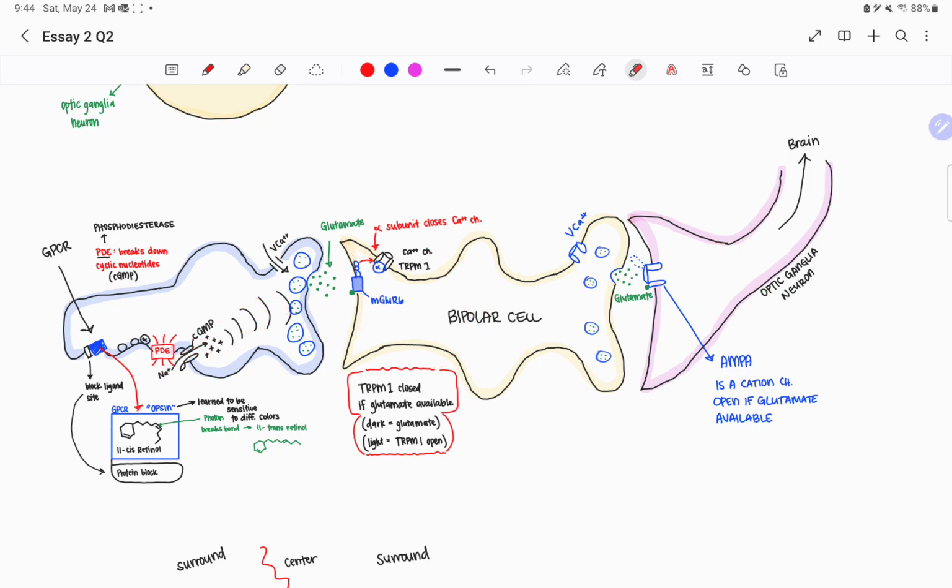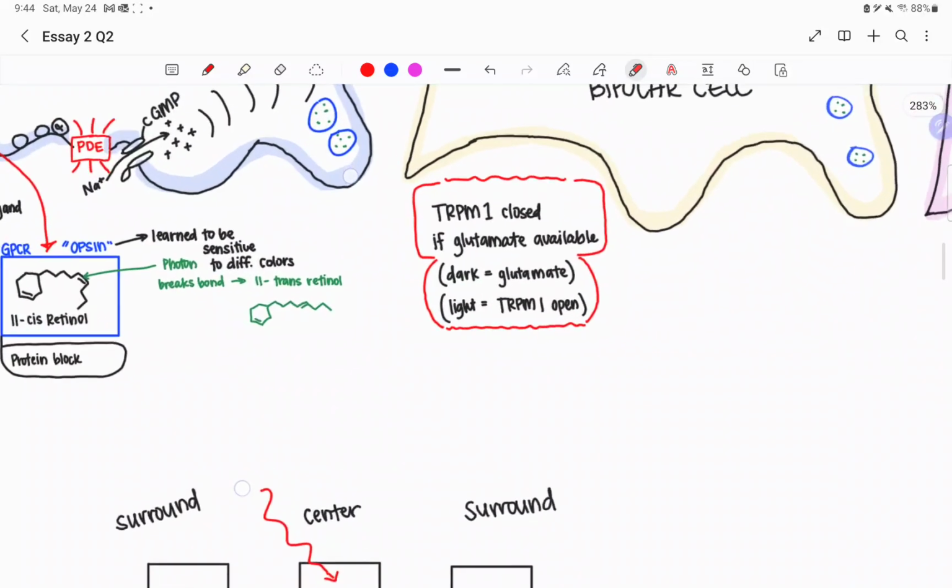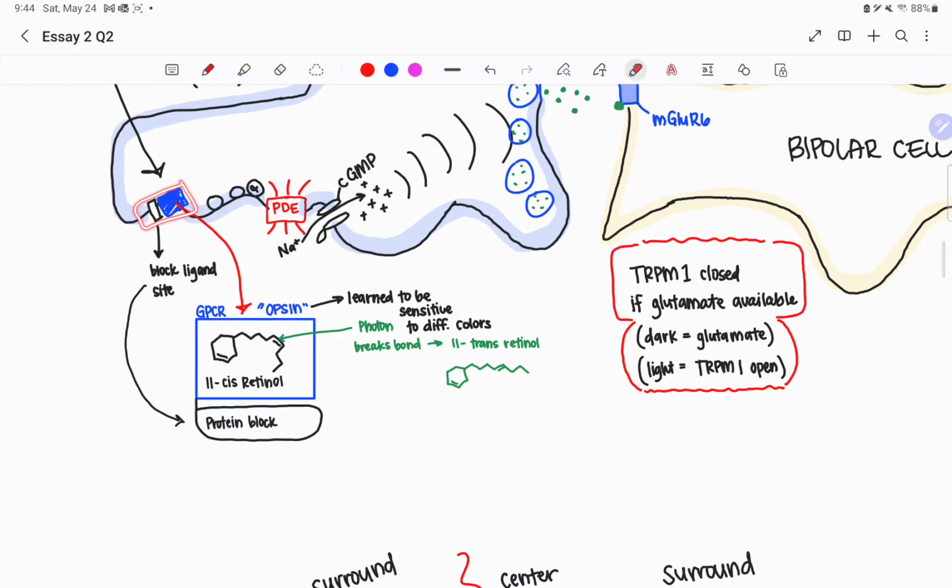All right, so now what happens when we introduce light to our eye? This GPCR is kind of a unique one. It doesn't have a binding site or anything like that. What happens is light comes in here, and this GPCR is called rhodopsin, or opsin, and this opsin is sensitive to different colors, okay? Now, what's cool about this is it has this molecule called 11-cis-retinol, right? And it has this cis bond right here on the 11th carbon, okay?